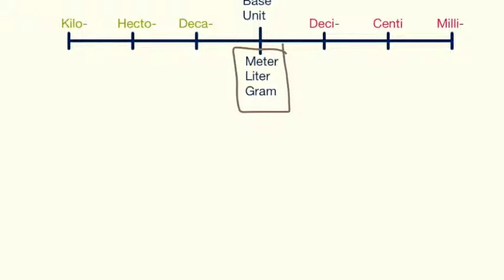So then we have our prefixes. We have from large prefix kilo. Kilo means 1,000. So if we have a kilometer, we have 1,000 meters. Hecto means 100. Deca means 10. Deci means 1/10. Centi means 1/100th. And milli means 1/1000th. And you can remember those last two if you know Spanish. Cien means 100, so centi is 1/100th, and mil is 1,000, so it's 1/1000th.